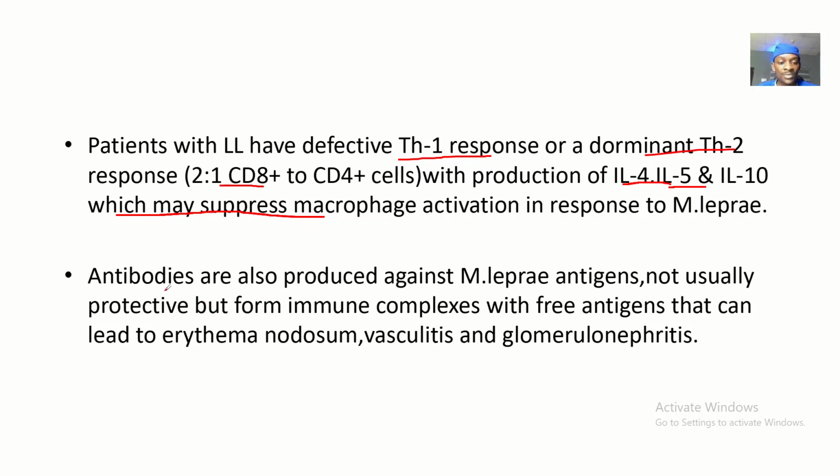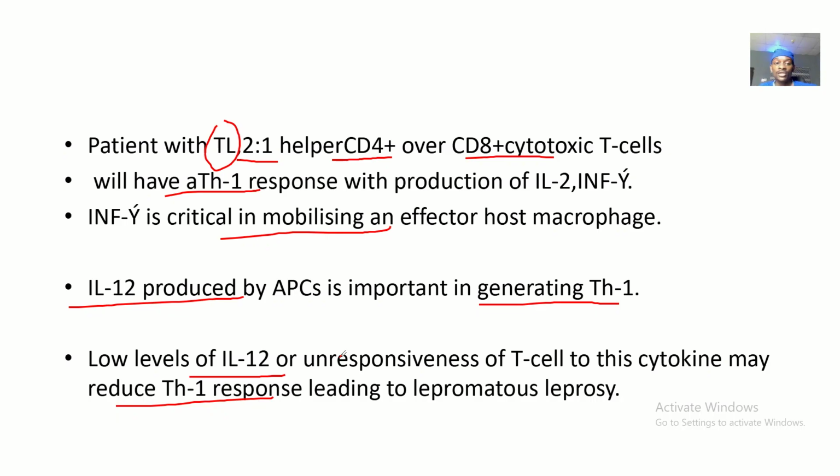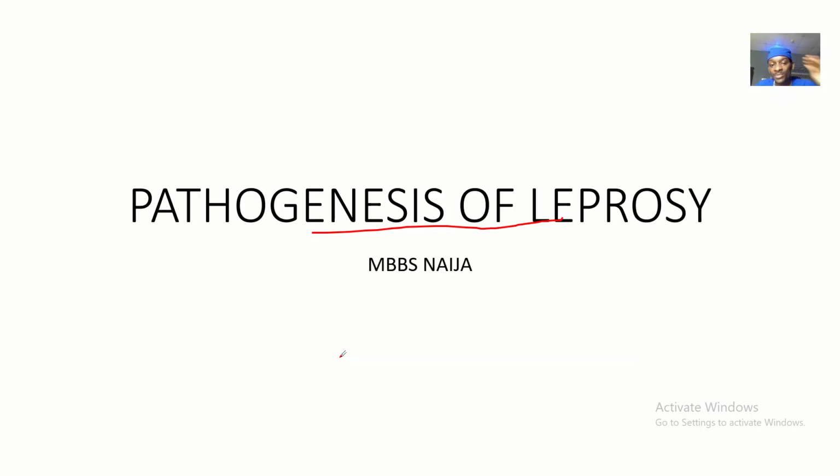Antibodies are also produced against Mycobacterium leprae antigens, but they are not usually protective. They form immune complexes with free antigens that can lead to erythema nodosum, vasculitis, and glomerulonephritis. On the basis of that, that's just how simple the pathogenesis of tuberculoid leprosy and lepromatous leprosy is.